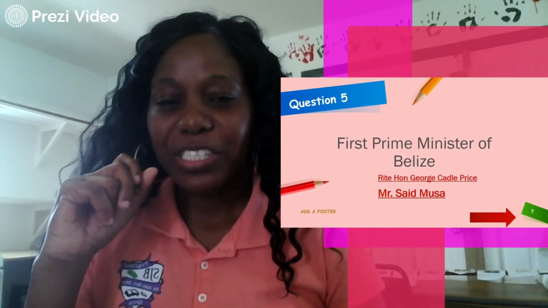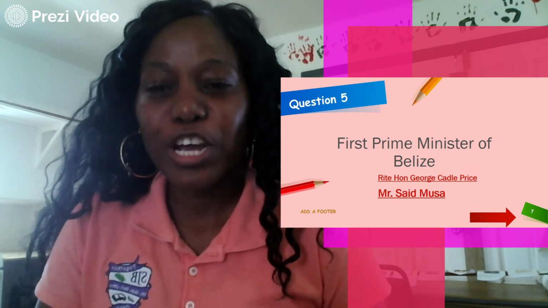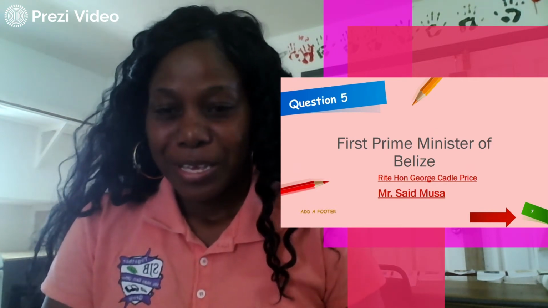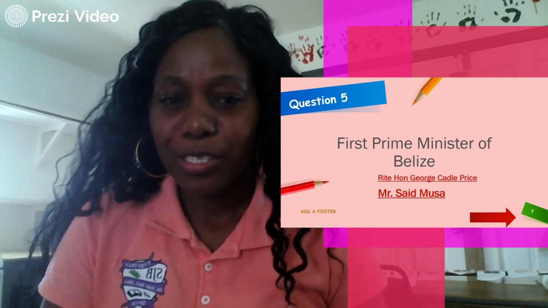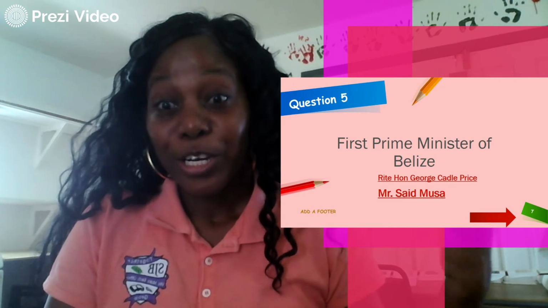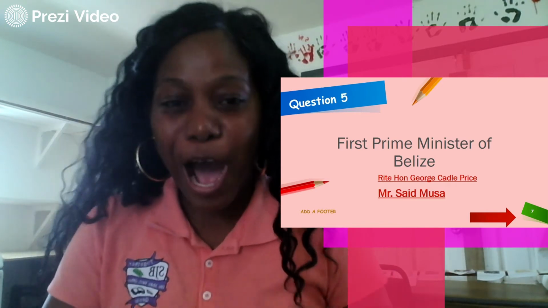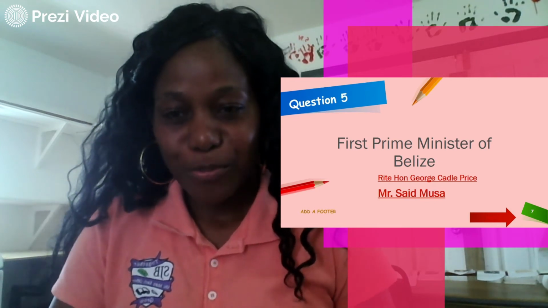The final question is, who was the first Prime Minister, or the first Premier, of Belize? Is it the Right Honorable George Cadle Price or Mr. Said Musa? Good, great job. Right Honorable George Cadle Price.